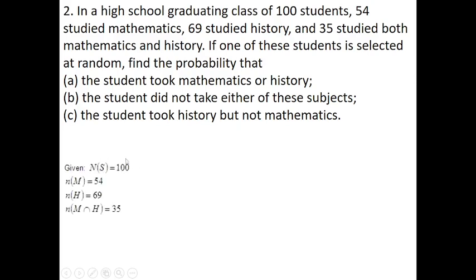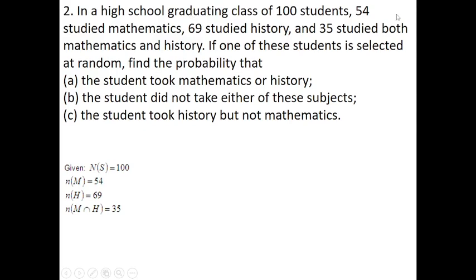Okay, so ito yung given natin. The number of outcomes in the sample space. The number of possible outcomes in the sample space is 100, kasi in a high school graduating class of 100 students. So there are 100 students. So yung bilang ng outcomes sa sample space natin ay 100. Okay? 100. So 54 studied mathematics.